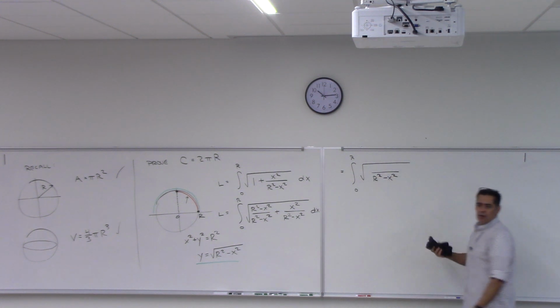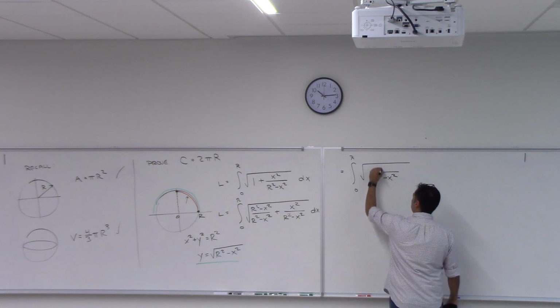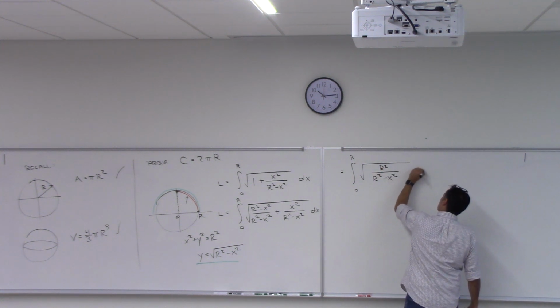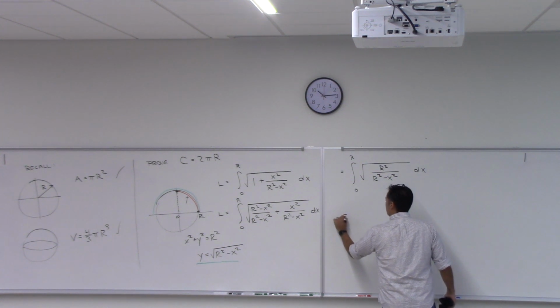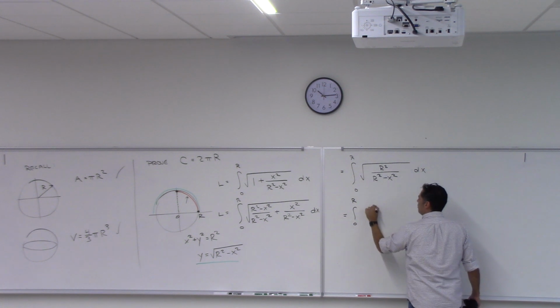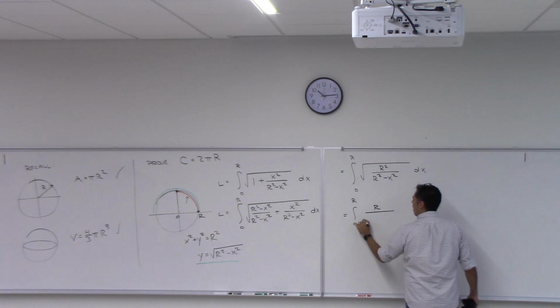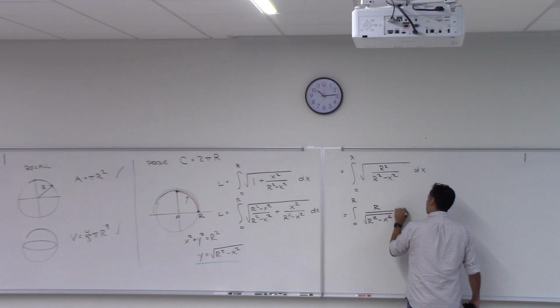What does the numerator turn into? Capital R squared, right? That's it. The x squareds cancel. And now you have a single fraction in a square root. So you can do the square root of top and bottom separately, can't you? So this will become integral 0 to r. You take the square root of capital R squared, that gives you just r. And on the bottom you have square root of r squared minus x squared dx.